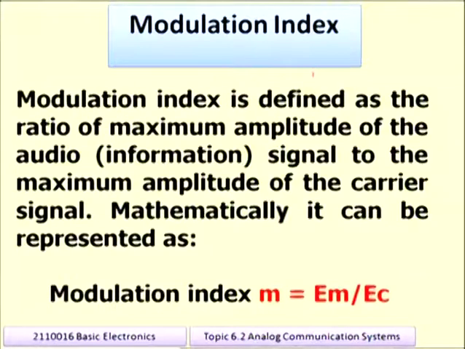An important technical term related to amplitude modulation is the modulation index. Modulation index can be defined as the ratio of the maximum amplitude of the audio signal, or let us say information signal, which can be any information signal like audio, speech, video or any other, to the maximum amplitude of the carrier signal. Mathematically, modulation index m is equal to Em upon Ec, where Em is the maximum amplitude of the audio signal and Ec is the maximum amplitude of the carrier signal.